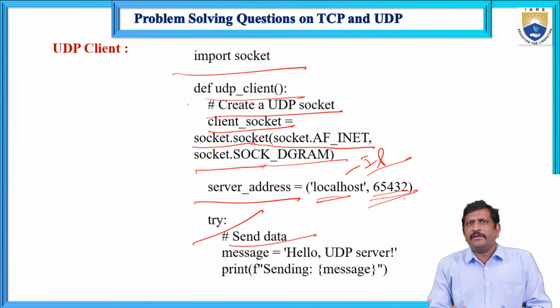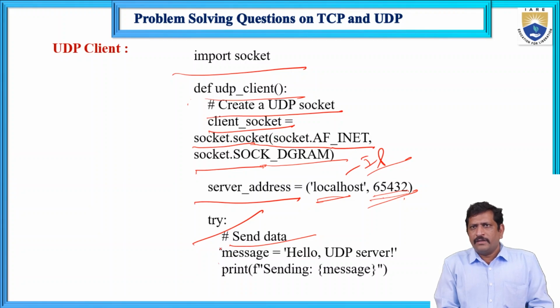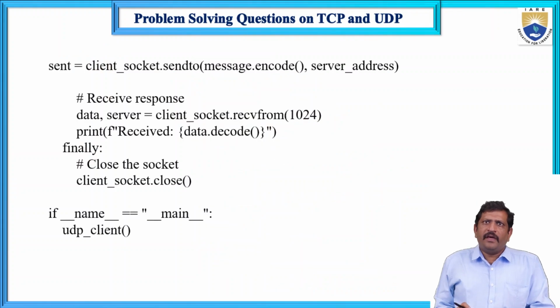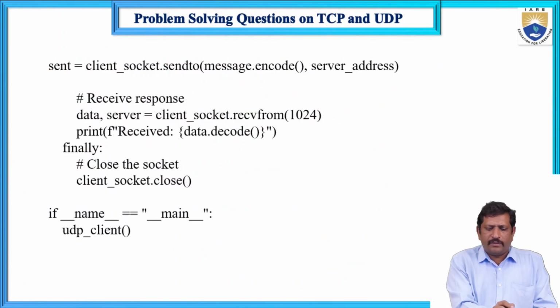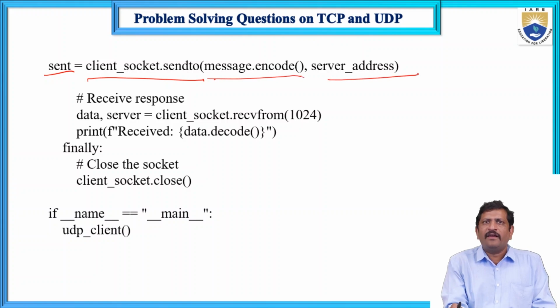Once the client sends the data, we are creating one message object here. For this message, we are utilizing "hello UDP server". So "hello UDP server" is assigned to the message, and print sending message means it is transferring the "hello UDP server" from the client to the other server. Here it is client socket sendto, message dot encode, and server address.